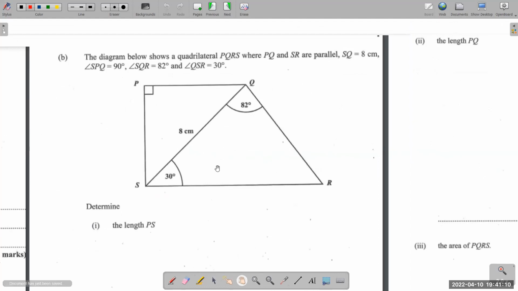Anybody see what they do here? So in this question, you could literally use a lot of things. You got to think about cosine and sine. And you got to think about trigonometry and Pythagoras theorem.